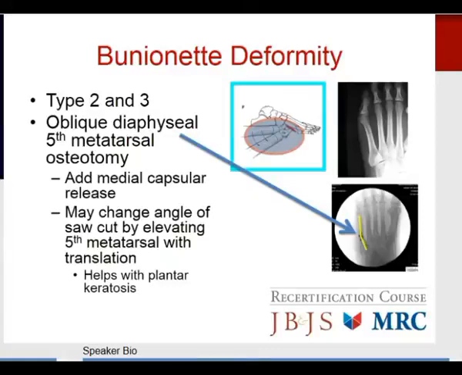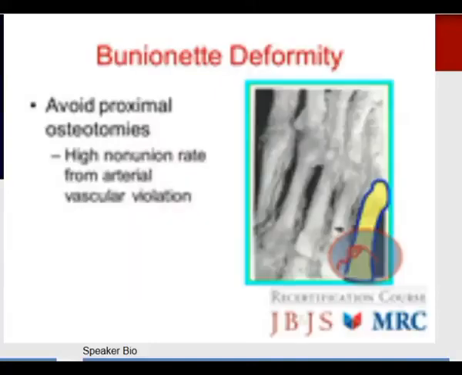We want to go ahead and derotate it. We can change the angle of our blade to lift this up a little bit or plantar flex a little bit, depending on the position of the fifth metatarsal, but it allows us to truly decompress that surface, then in combination with a medial collateral release to straighten out the toe.